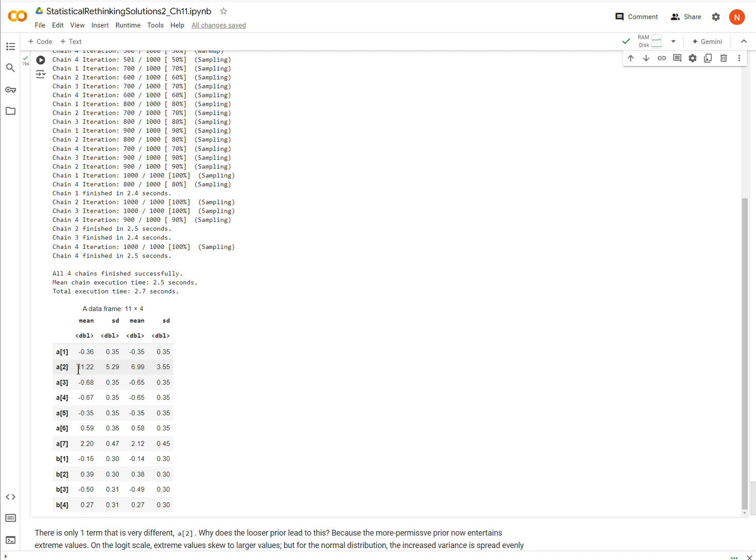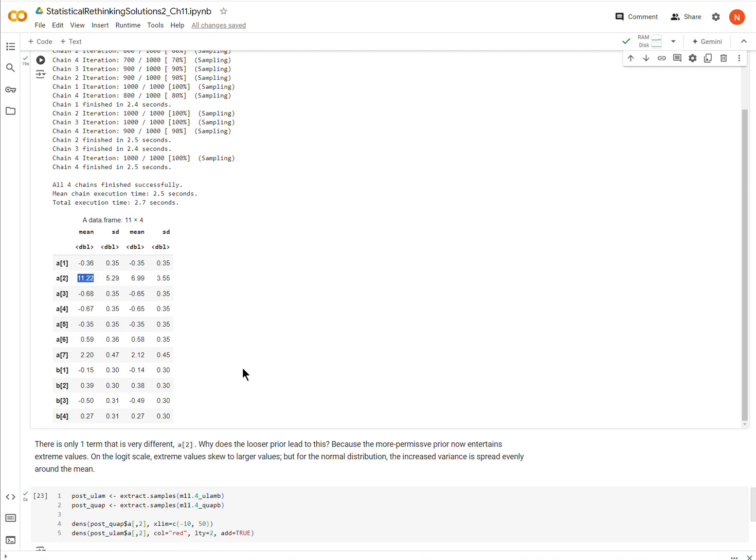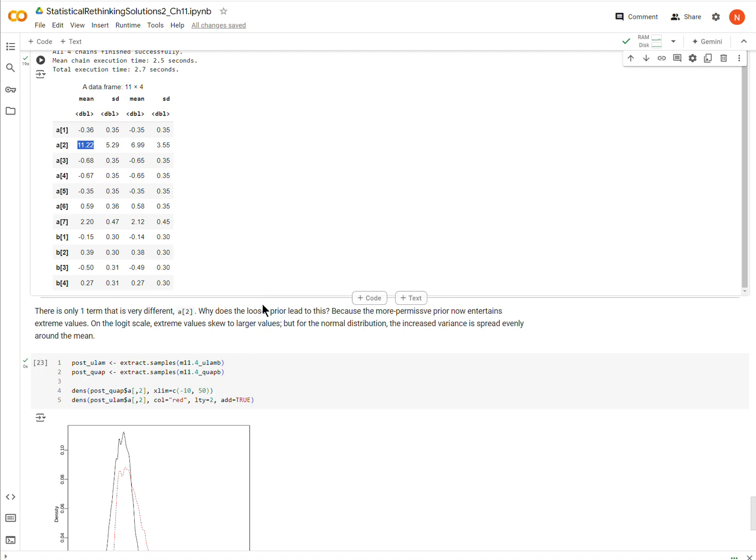You see that the ulam model has a much higher mean value. So why does that happen? Well, the reason that that's happening is because the more permissive prior is able to entertain extreme values. Now, on the logit scale, those extreme values can skew to one side or the other. I'll show you what this looks like here in a second.